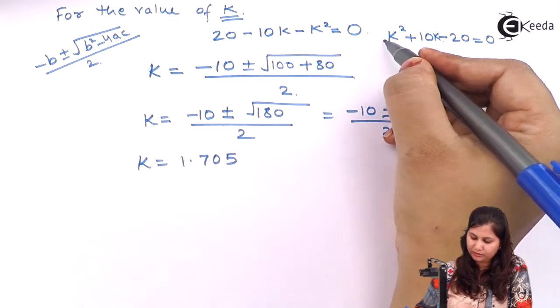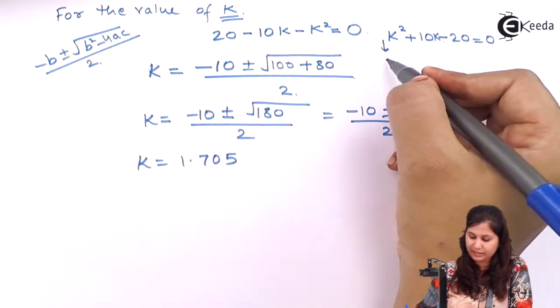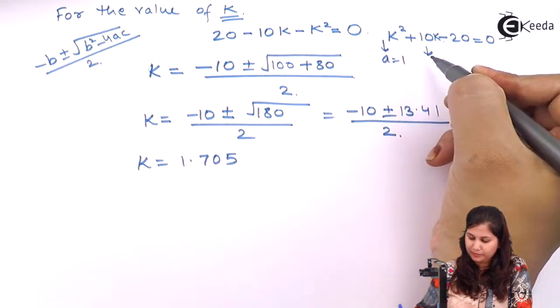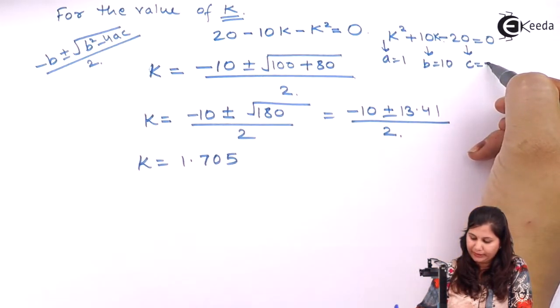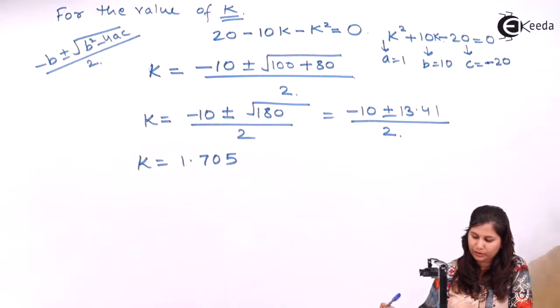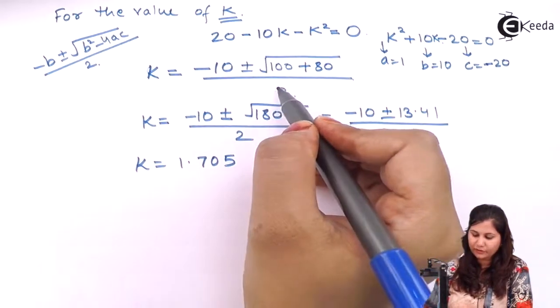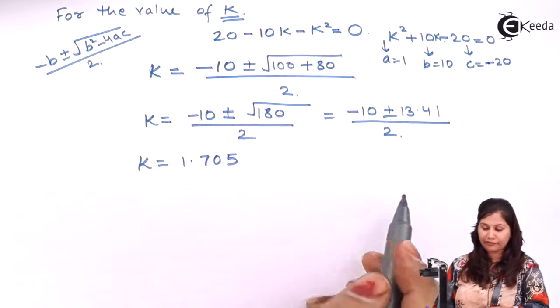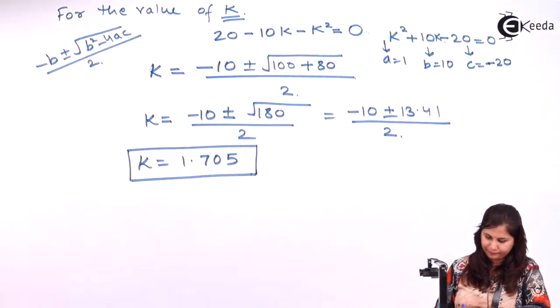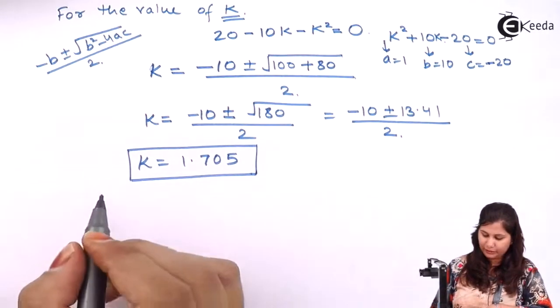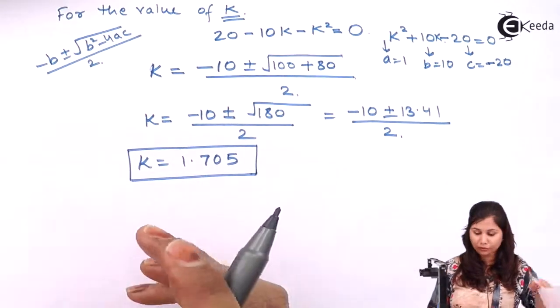You have to only substitute the value of b, a and c. A is what here? Coefficient of k, that is a equals 1, b equals 10 and c equals 20. Just put the values here, and you will get the value of k. Now form the auxiliary equation. How can one obtain it?